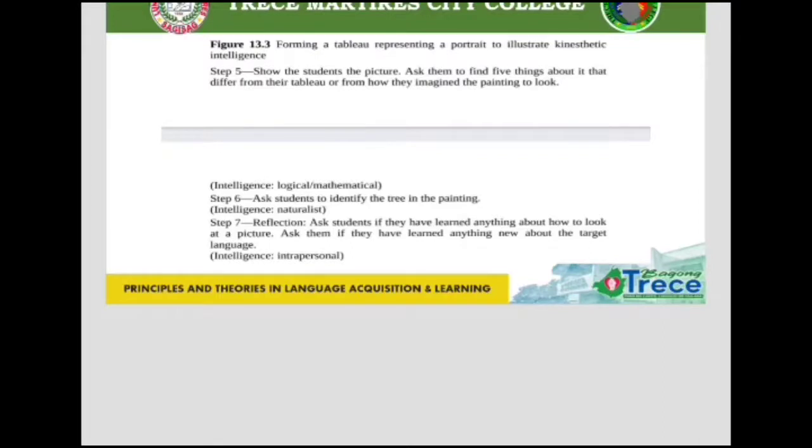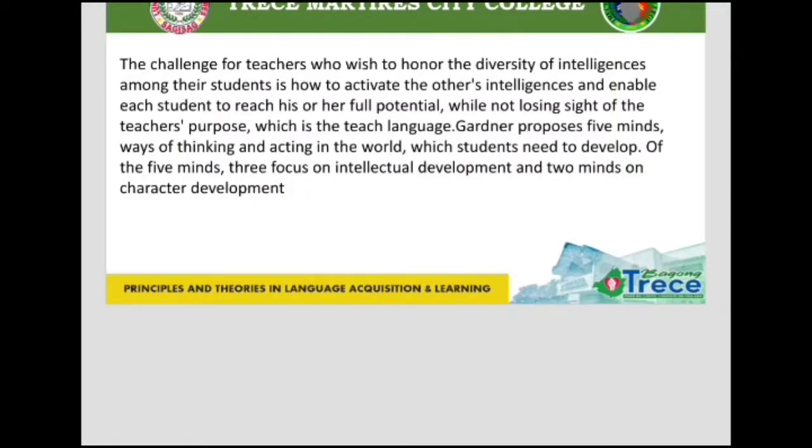Step 7. Reflection. Ask students if they have learned anything about how to look at a picture. Ask them if they have learned anything new about the target language. Intelligence was intrapersonal. Dahil nagkakaroon ng reflection is self-evaluation or making a journal. Next, the challenge for teachers who wish to honor the diversity of intelligences among their students is how to activate the others' intelligences and enable each student to reach his or her full potential while not losing sight of the teacher's purpose, which is to teach language.